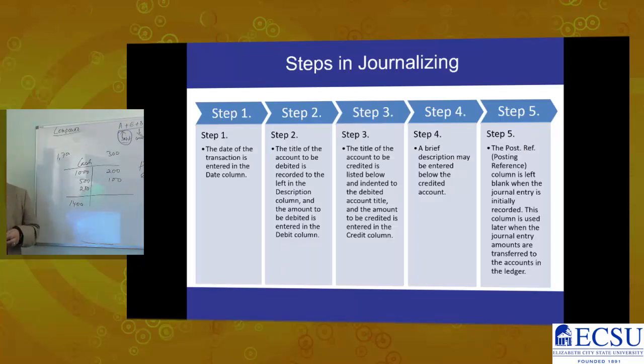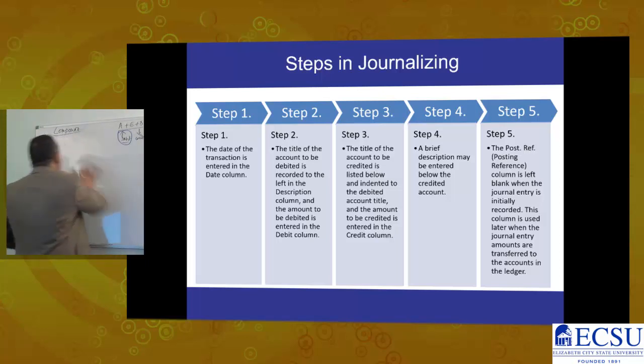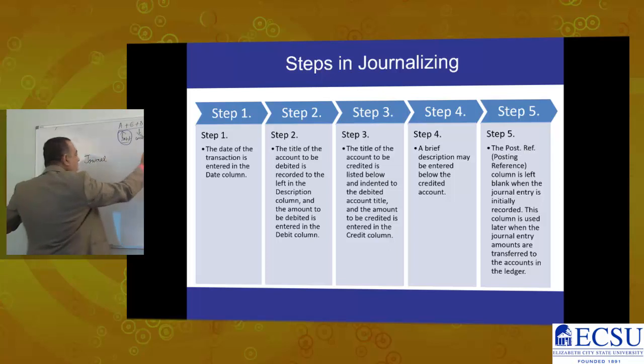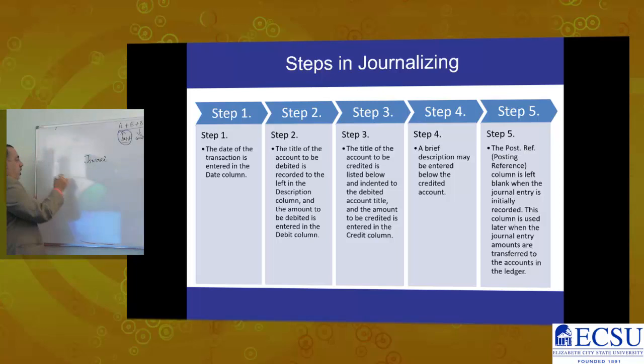Now whenever you are journalizing, you are going to follow these steps. Number one is to write the date of the transaction in the date column. If you have a journal, you will always have a page number for that journal, so let's say page 1. The first thing is that you have a date column. That is the first step.